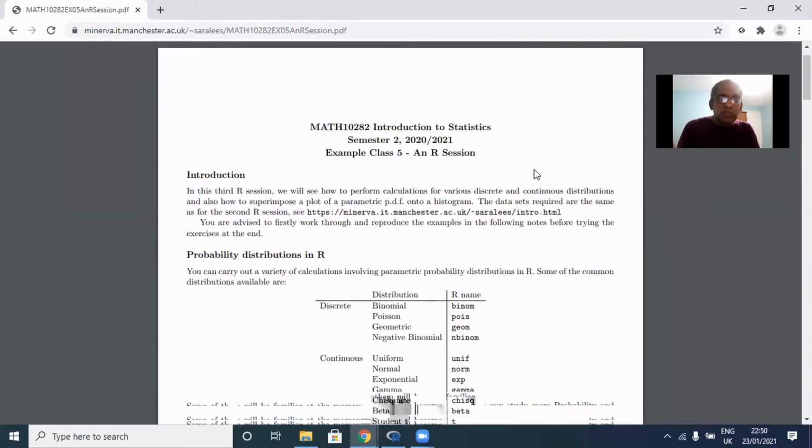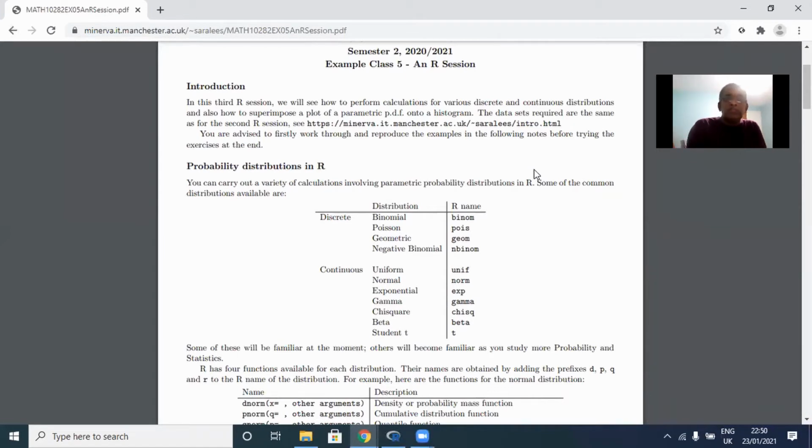All right, the first thing is this session is more about how to compute probability distributions in R. Nearly every probability distribution, whether it is discrete or continuous, can be computed using R. But for this session, I will only talk about these 4 discrete distributions, which are binomial, Poisson, geometric, and negative binomial, and these 7 continuous distributions, which are uniform, normal, exponential, chi-square, beta, and student t.